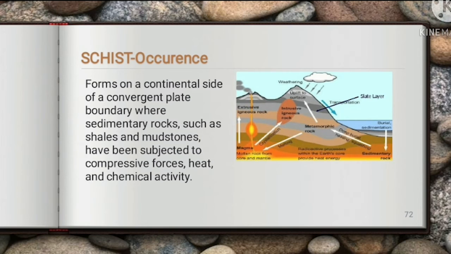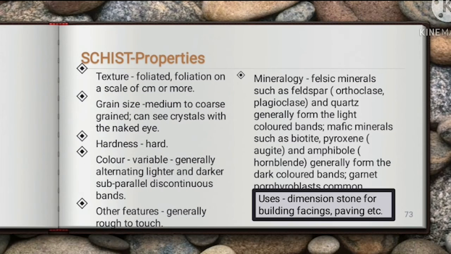There are many varieties of schist and they are named for the dominant mineral comprising the rock. Mica schist, green schist, which is green because of high chlorite content, garnet schist, and many more. Here are the properties of schist.